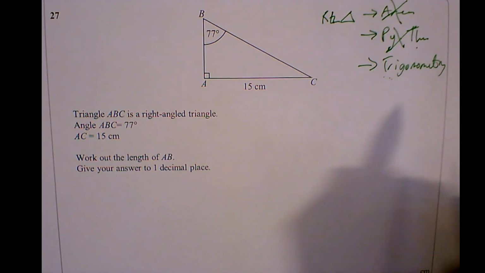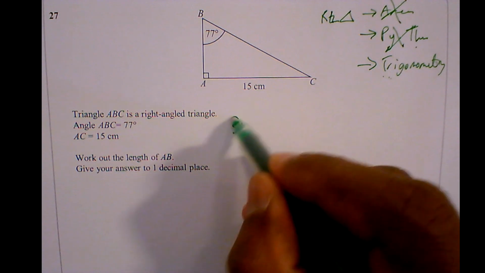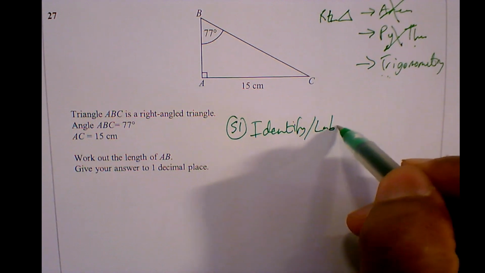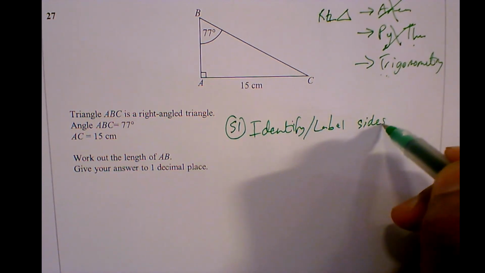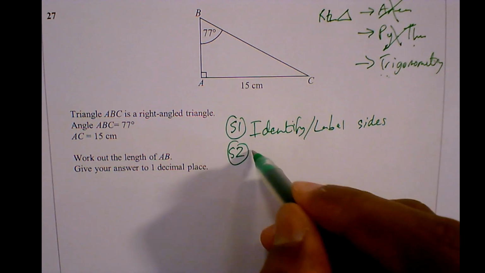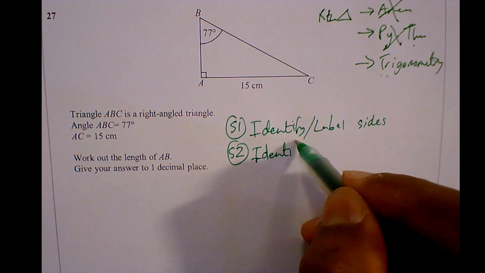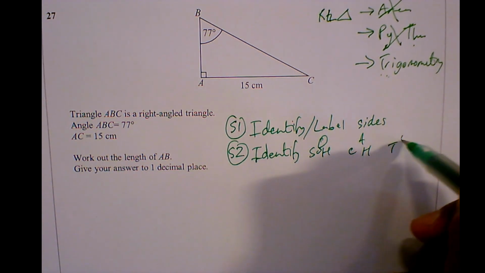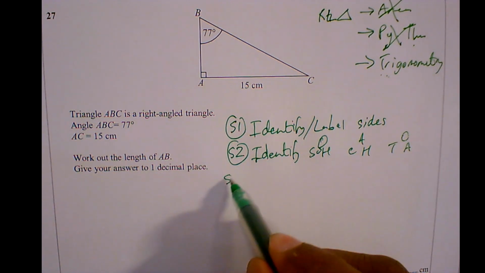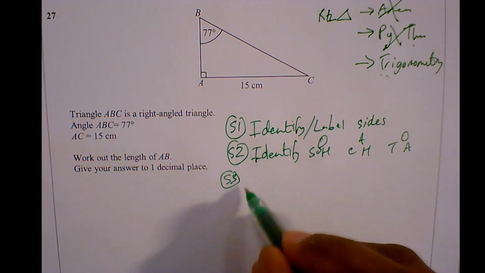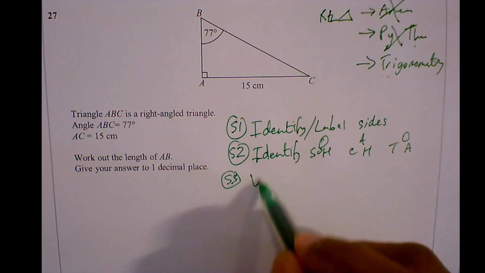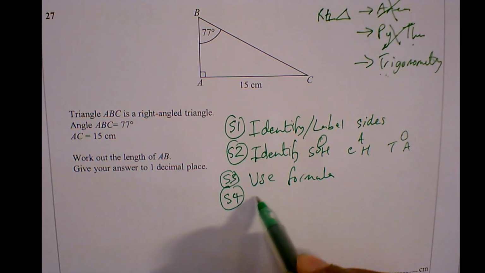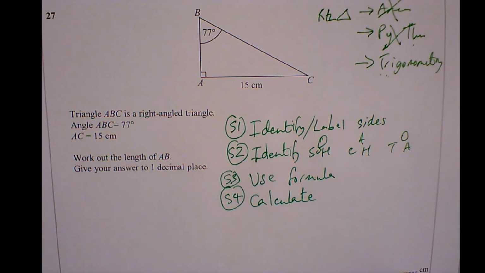So I'm using trigonometry. For trigonometry, I have a few steps. Step one is to identify or label my sides. Step two is to identify if it's SOHCAHTOA. And then step three is to fill it in, so use the formula. And then step four is to calculate. Okay, so those are my 4 steps.